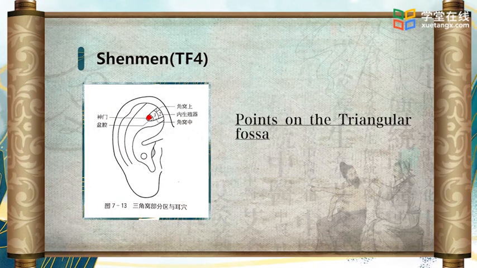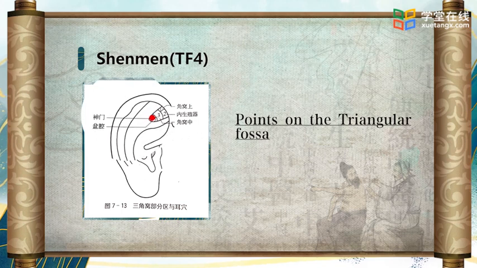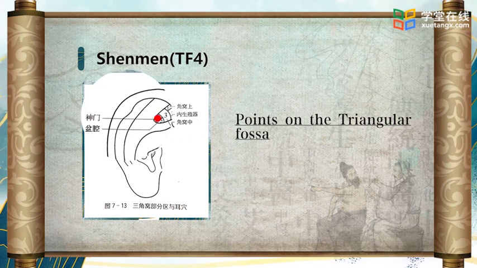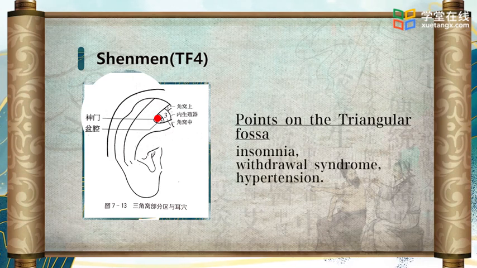神门, it is a point on the triangular fossa. This point is at the upper part of the posterior 1/3 of the triangular fossa. It can mainly treat insomnia, withdrawal syndrome, and hypertension.